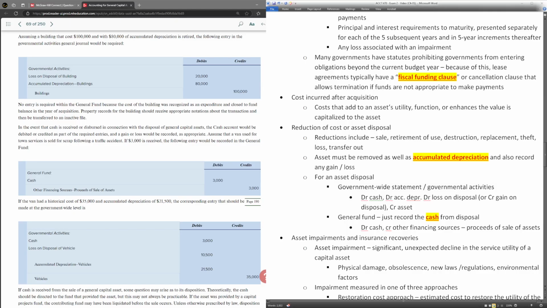And if I decide to sell it right at 8, well, there's no problem. That's exactly the carry value. If I sell it for more, if I sell it for $9,000, I've got to record a gain. If I sell it for less, I've got to record a loss.